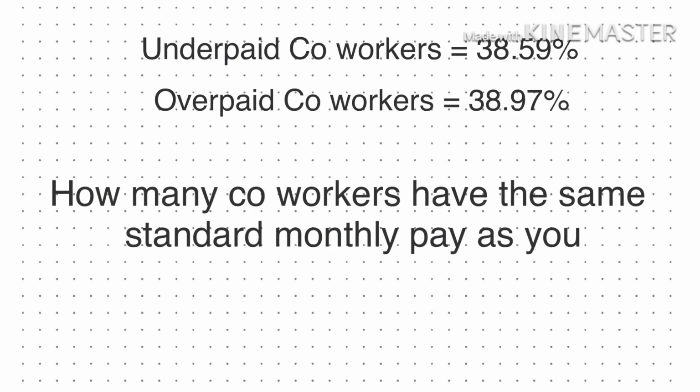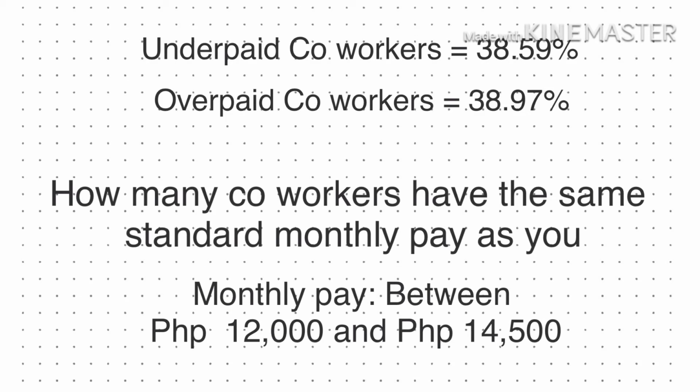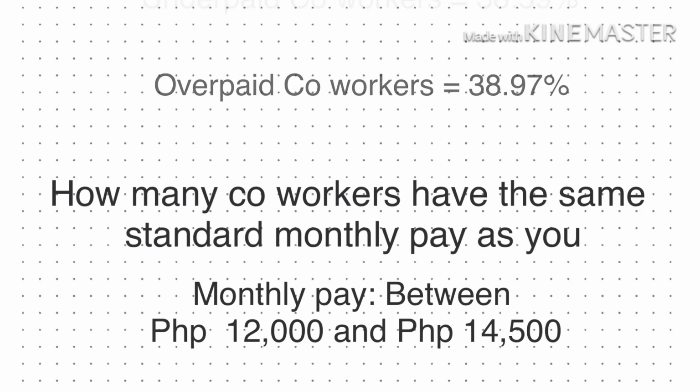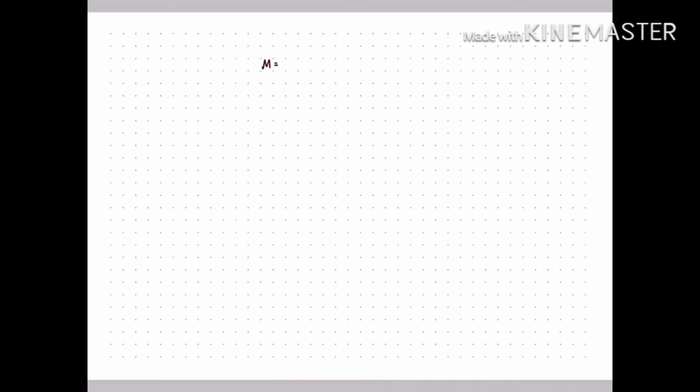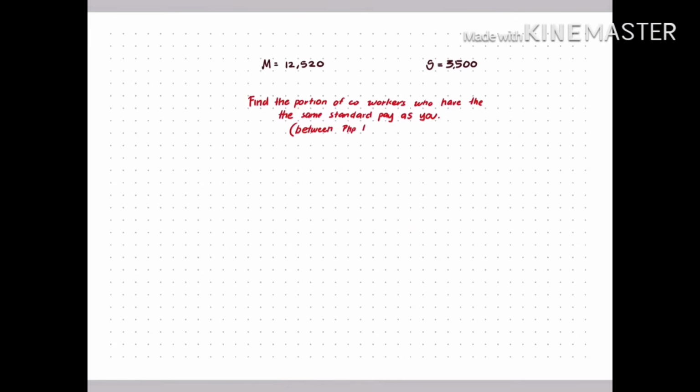Now you have found the amount of coworkers that have been underpaid and overpaid, but now you want to know how many coworkers that have the same monthly pay as you. Your monthly pay is between 12,000 pesos and 14,500 pesos, since it tends to change on certain months. We have two solutions. One for x1, which is 12,000 pesos, and x2 for 14,500 pesos. Both have the same mean and standard deviation, which is 12,520 pesos and 3,500 pesos respectively.